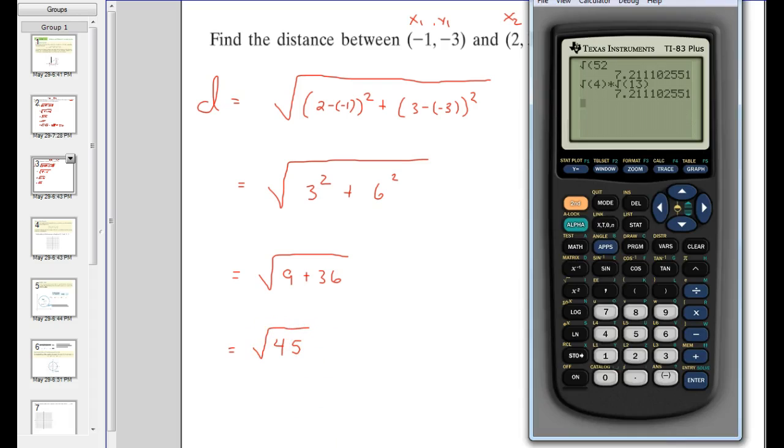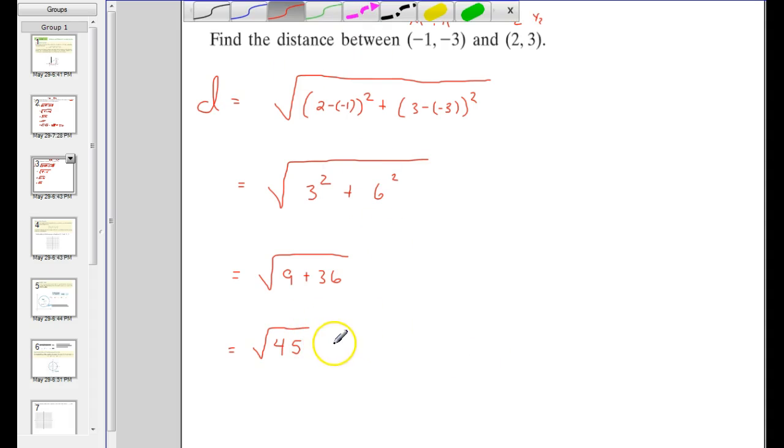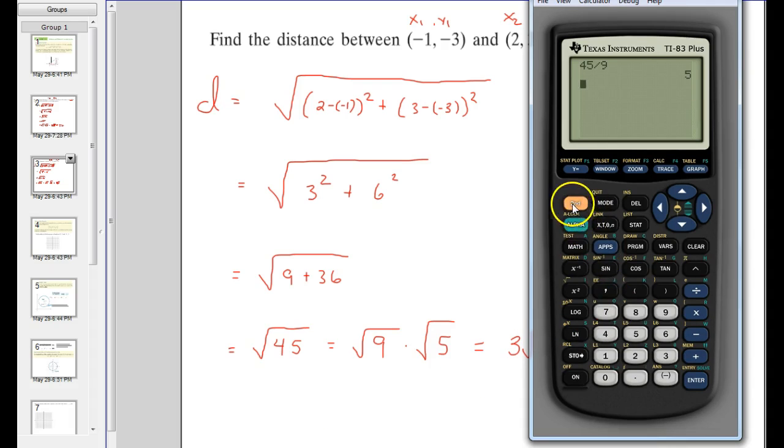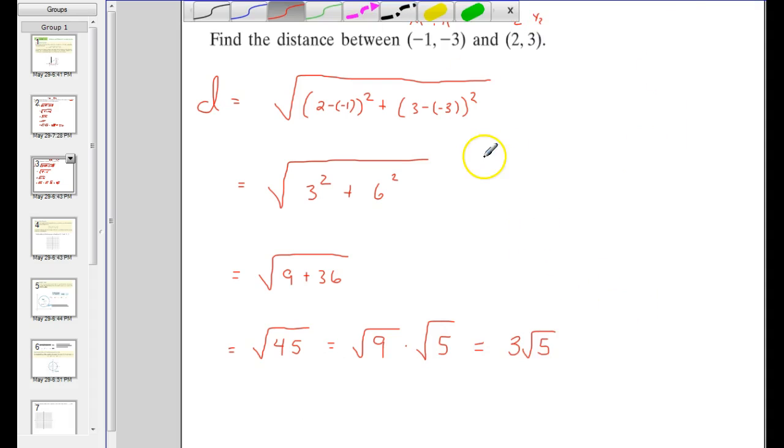Okay, 45 is not a perfect square, but there is a perfect square that divides it, and that's 9. So I'm going to rewrite the square root of 45 as the square root of 9 times the square root of 5, and then the square root of 9 is a perfect square, so that's 3 times the square root of 5. Okay, so there's the exact distance. The approximate distance is 6.71 to 2 decimal places.